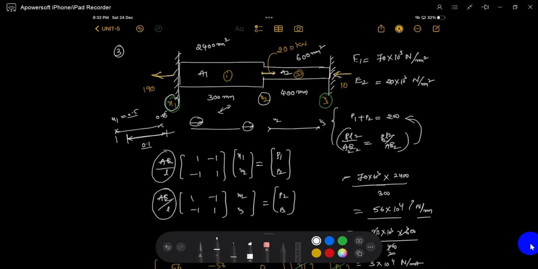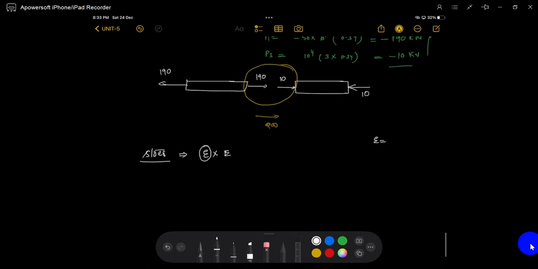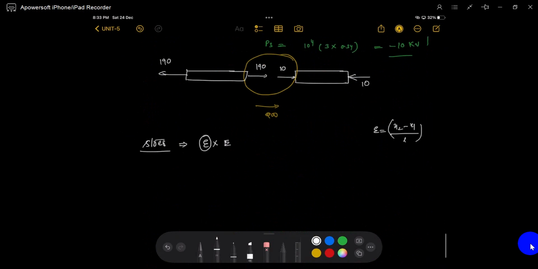Okay, if both nodes have the same displacement, that means it is just moving. There is no displacement in the member. So if you see, strain is u2 minus u1 divided by length. Understand? u2 minus u1. We will write it in matrix form.